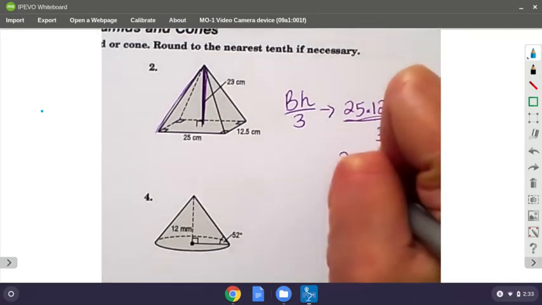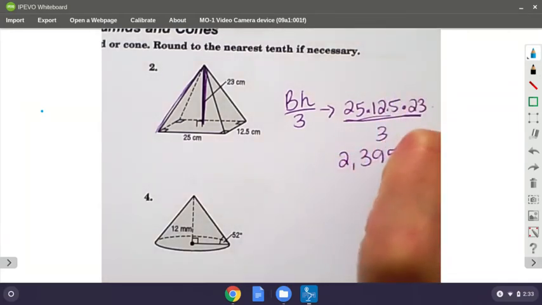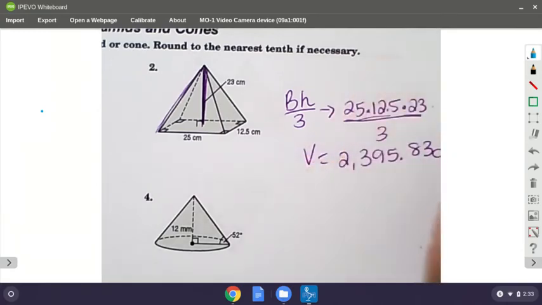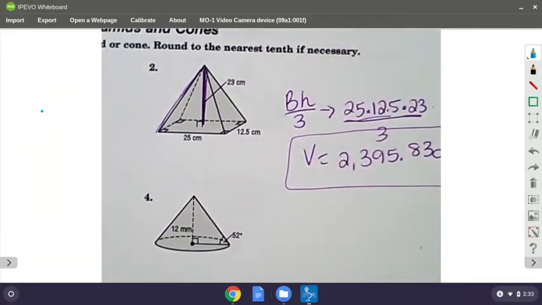So this would be 2,395.83 centimeters cubed. So there is a pyramid. I'll do a cone next.